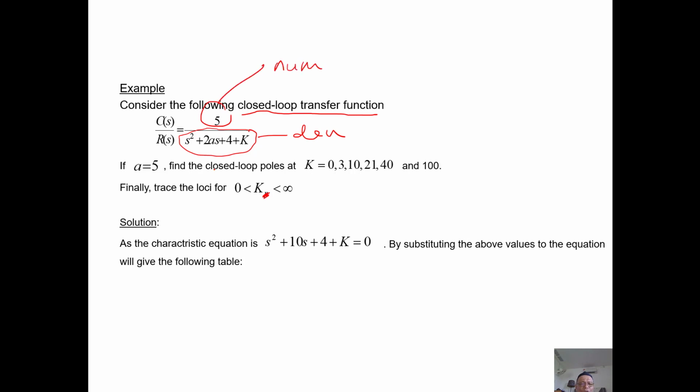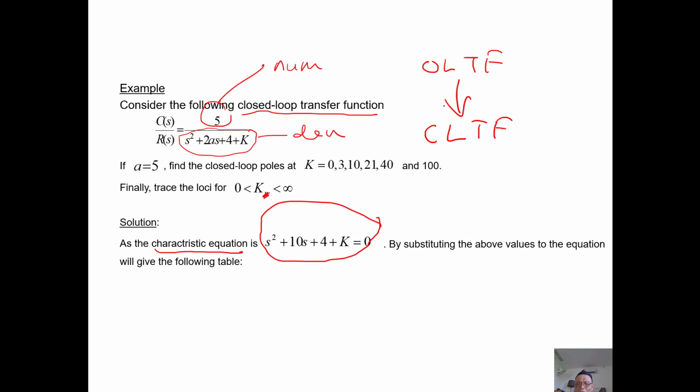Okay, so we know that from the den, if we equate the den to 0, just like this one, this will give you the characteristic equation. So this is very crucial. In this problem, you are given the closed loop transfer function, so you don't need to worry. If, for example, you are given the open loop transfer function, then you must find the closed loop transfer function, because without knowing the closed loop transfer function, you cannot find the characteristic equation. So this is very crucial.